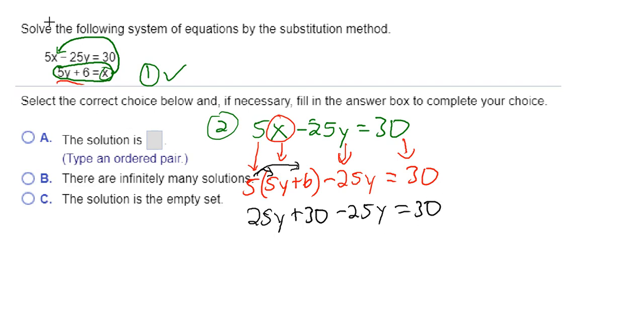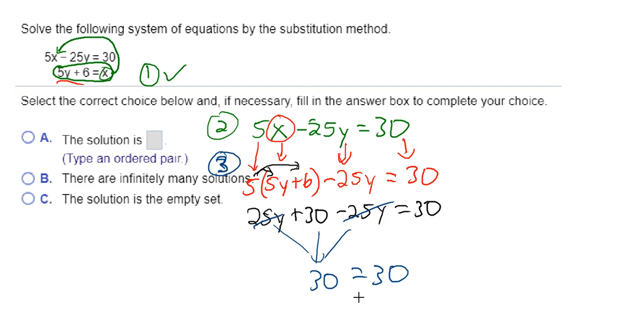And so again, we're going to have a special outcome because this 25y cancels out with this minus 25y when we combine those together. And so we end up with just 30 equals 30. So our variable has disappeared on us. Again, I don't know why I'm waiting to this point to remember this, but remember this was step 3.